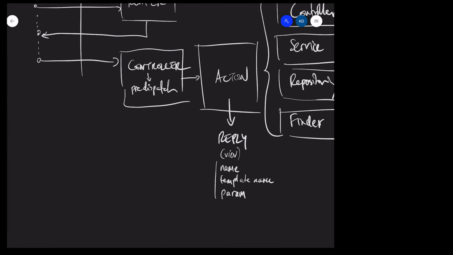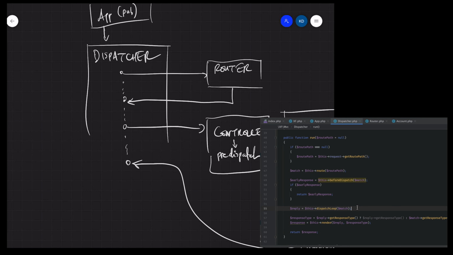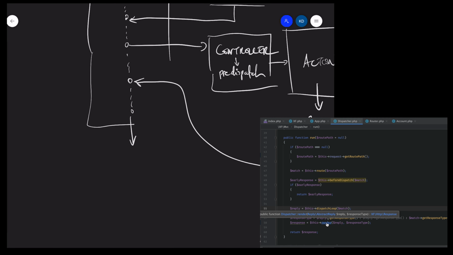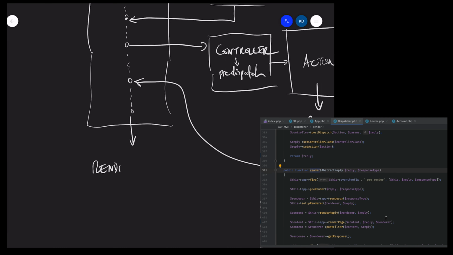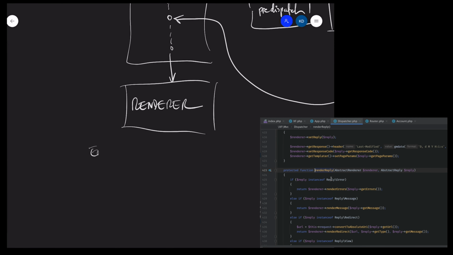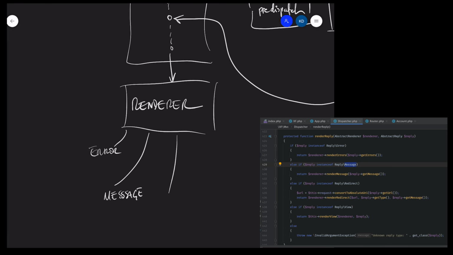Now once that reply is formed, it will hand that back up to the dispatcher. And from there, the dispatcher will hand off to the renderer. Now the renderer will determine what the nature of the reply that it's received was. So as I said, it could be an error, in which case it will use its error handler. It could be a simple message, in which case it will probably reply with just that message together with any additional information about how that message should be displayed.